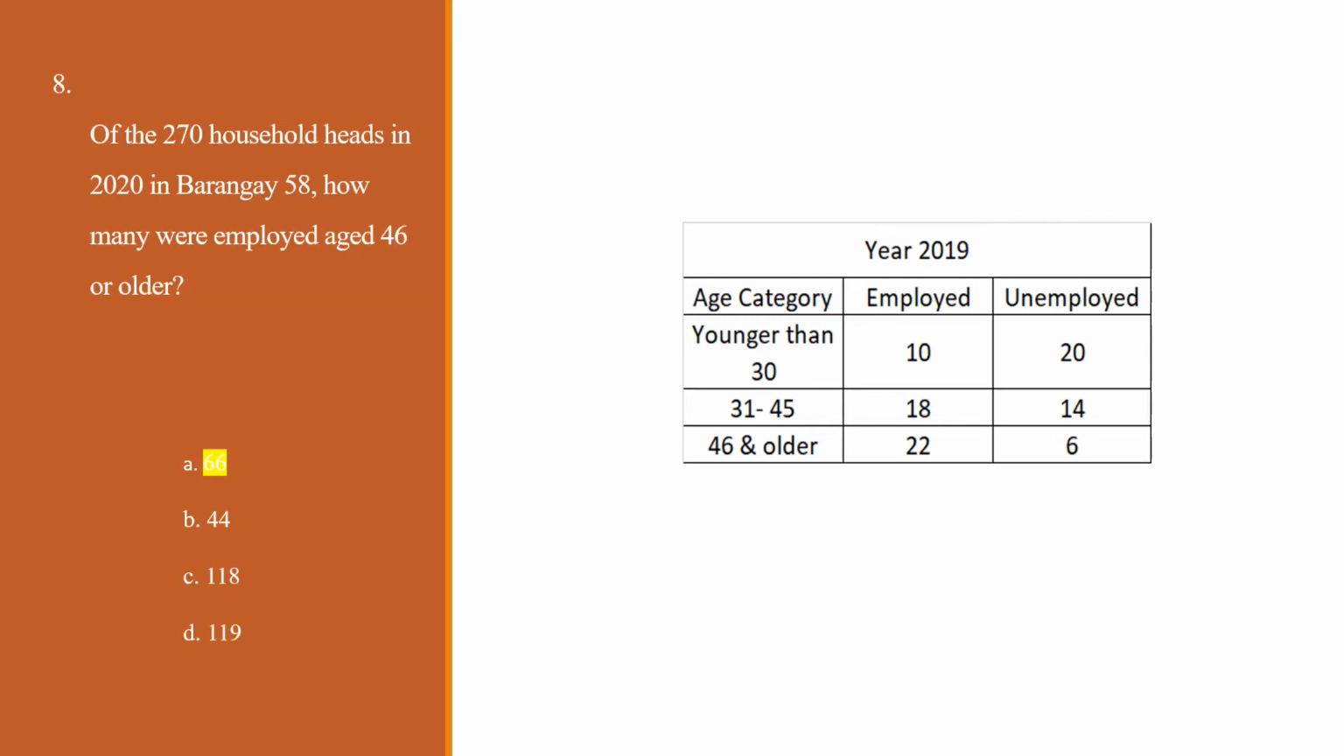For number 8, we're asked that of the 2020 270 household heads, how many were employed age 46 or older? So for this example, we have a value that's equal to, for those who were employed, 22. Okay, so 22 times 3 for the 2020 data, that would give us the value of 66.